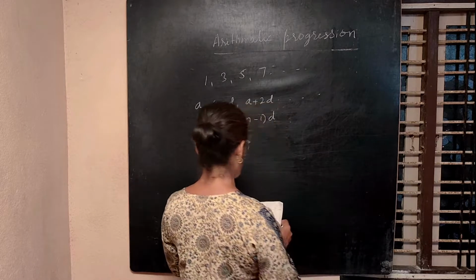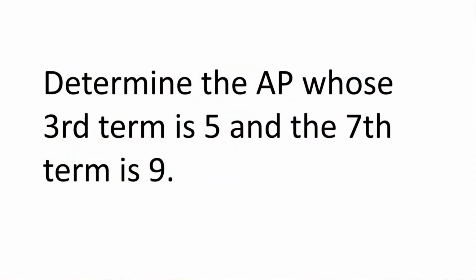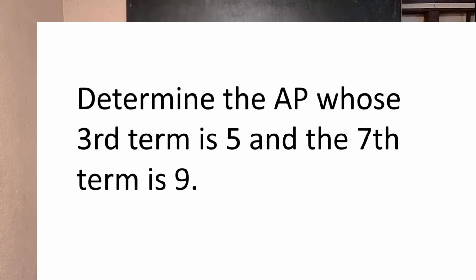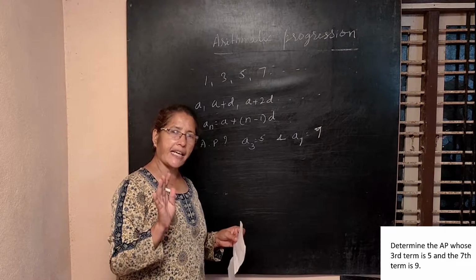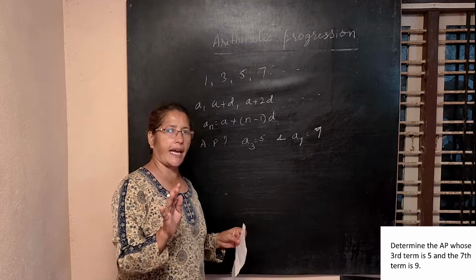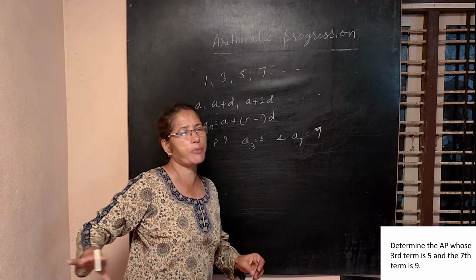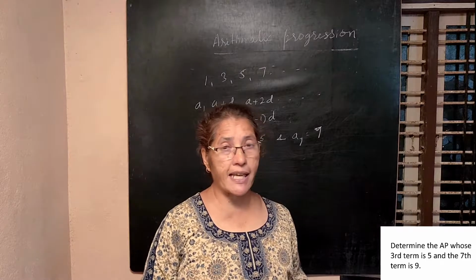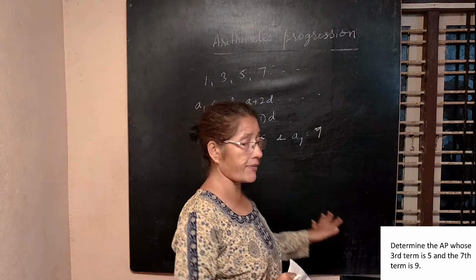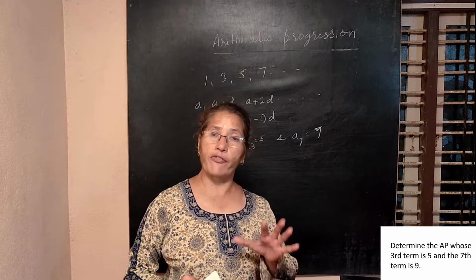So, the first question is, determine the AP, when the third term is 5, that is a3 is 5, and the seventh term is 9, a7 is 9. As soon as I say determine the AP, you should know that you have to write down the first 4 terms. In order to write down the first 4 terms, I should know what is a and what is d. With this data given, I should find out the value of a and d.